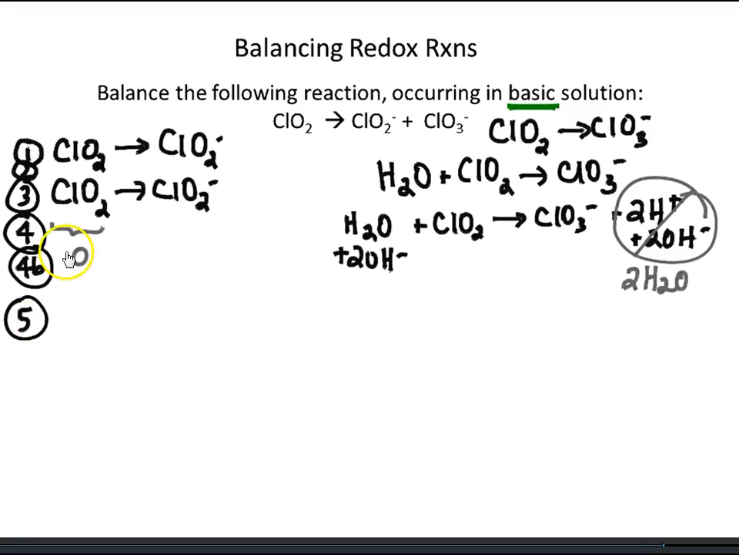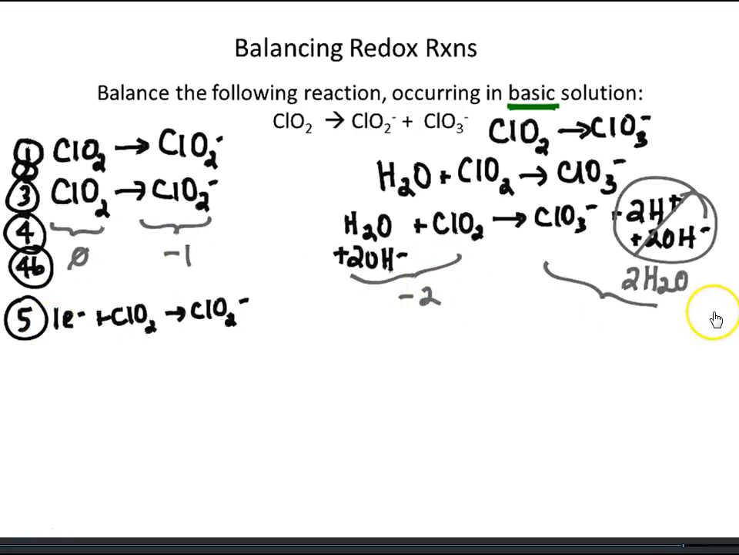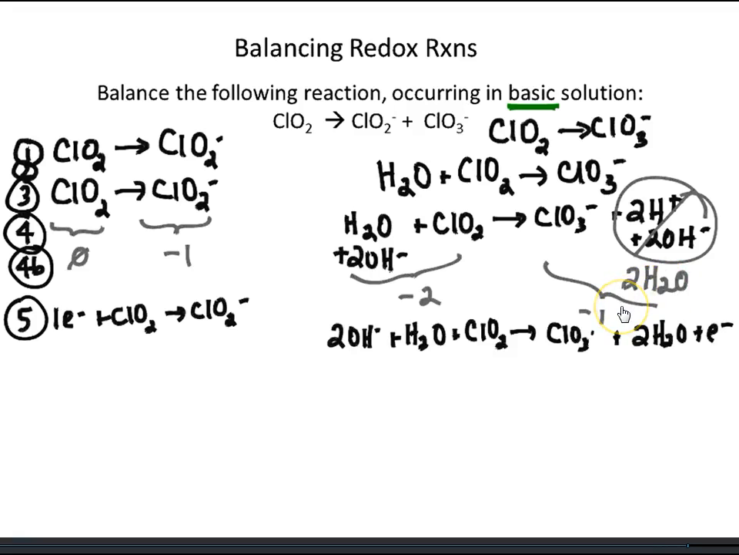So now step 5: the overall charge on the left is 0, the overall charge on the right is -1, which means we need 1 electron on the left-hand side. Over here, the overall charge is -2, and on the right-hand side, the overall charge is -1, so we need 1 electron on the right-hand side.